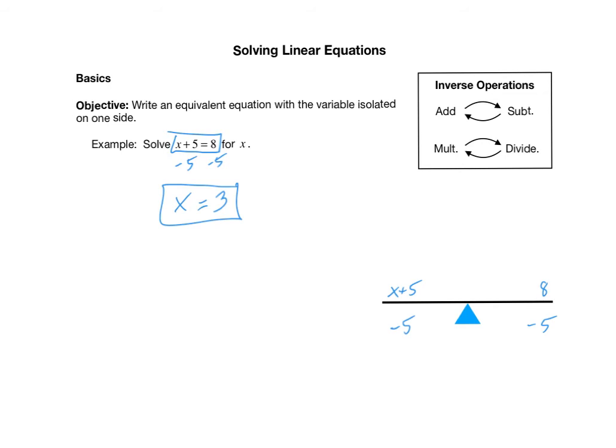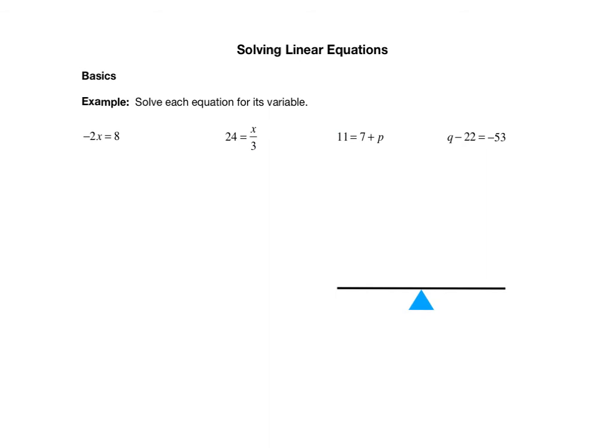Let's now take a look at a variety of problems. We're going to solve these 4 equations, and I'm not going to be writing anything down here on this balance. Just remember, we've got to maintain balance. That's what an equation is about. So if you've got negative 2x equals 8, we want to write equivalent equations until we isolate the variable x. In this case, it's p over here and q here. But in this case, we want to isolate x by itself on one side.